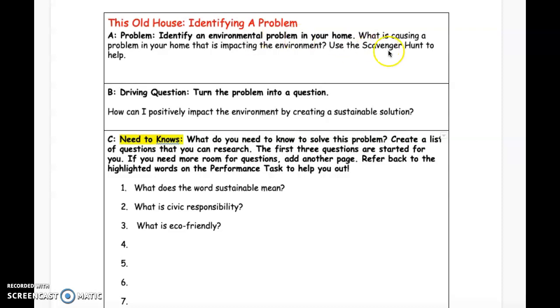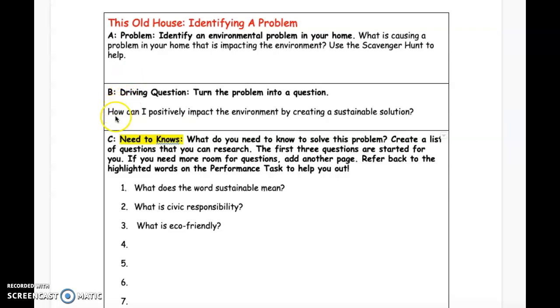Yesterday, you were given a scavenger hunt to complete in your home. You are going to use the scavenger hunt to help you identify a problem in your home. So, really, you're asking yourself, what is causing a problem in your home that's impacting the environment? Once you have decided, based on your notes on your scavenger hunt, you will come up with a problem and write it here.